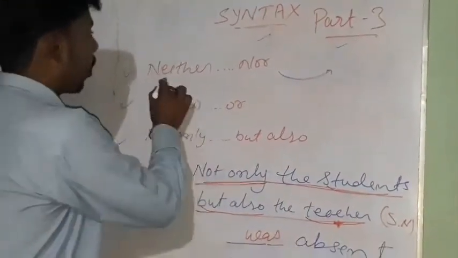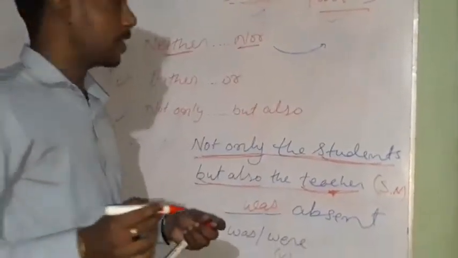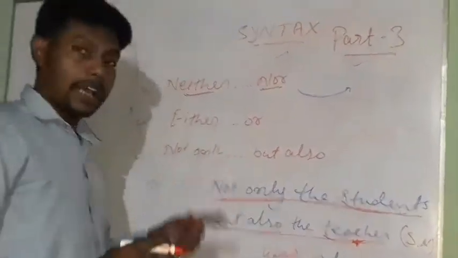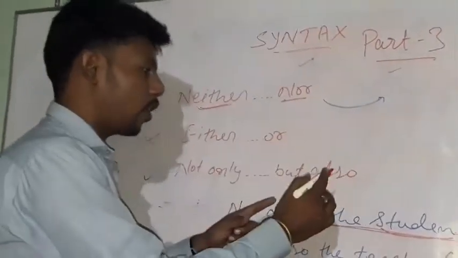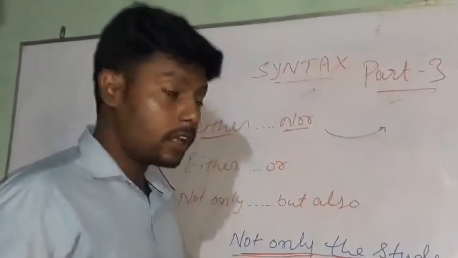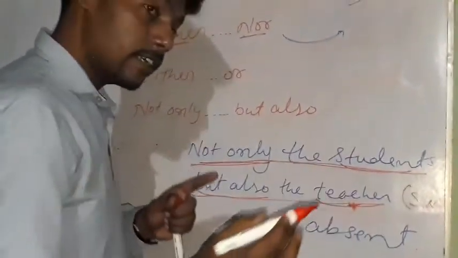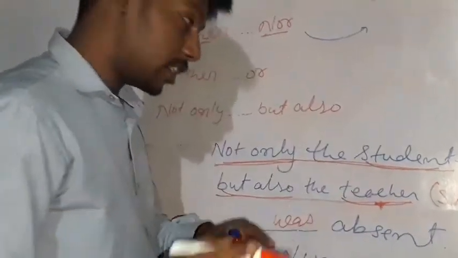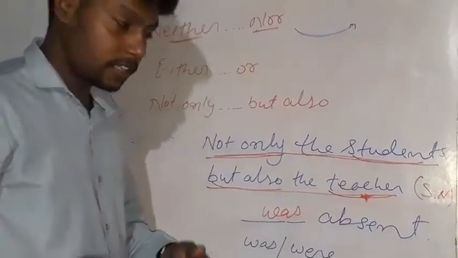Not only, neither nor, its Hindi meaning: neither nor means na ye na wo, either or means ya ye ya wo, not only but also means na hi keval yeh aur woh bhi. Not only the students but also the teacher was absent.